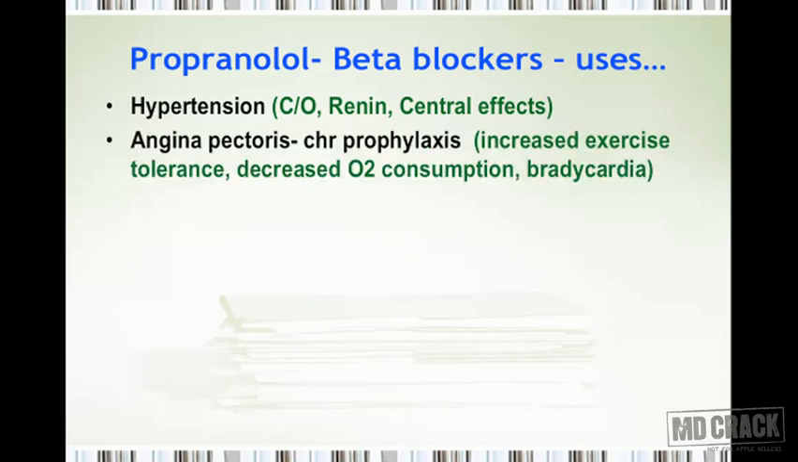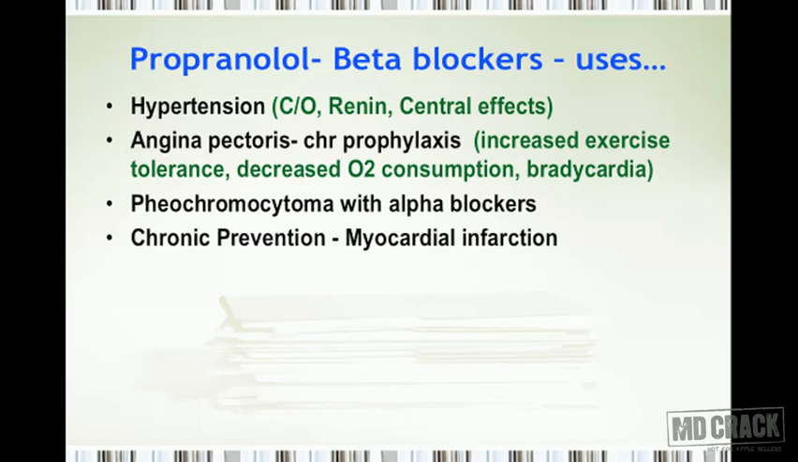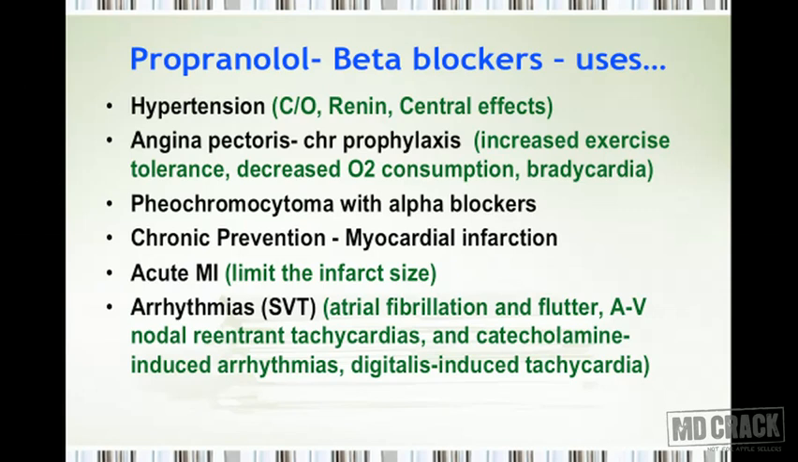Next important use is chronic prophylaxis of angina, in which the beta blockers increase the exercise tolerance, they decrease the oxygen consumption, and they decrease the rate of the heart. Next, you can use beta blockers along with alpha blockers. Rather, first give alpha blockers, produce enough alpha blockade, and then start a beta blocker for a patient with pheochromocytoma. So also, you can prevent the myocardial infarction on chronic basis by the use of beta blockers. It's also proven that they are useful in cases of acute MI to limit the infarct size in this patient.